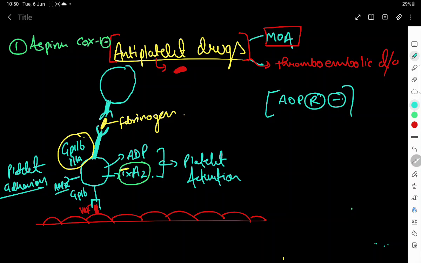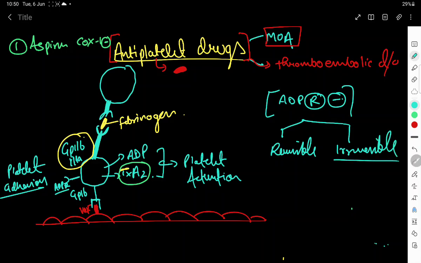These ADP receptor antagonists are of two types. We have either reversible ones or irreversible ones, which have permanent binding.